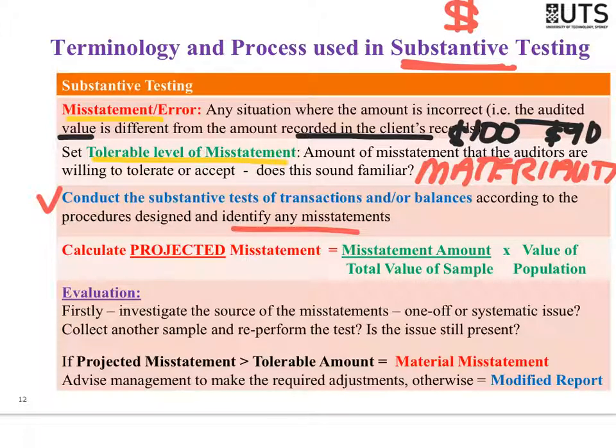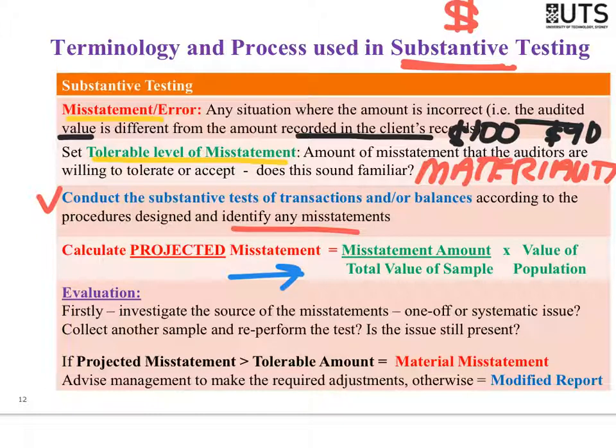Why do you do this? Because you're assuming that any issue that you found in your sample is present in the whole population. So you take that and you project. Another word is you infer. But projected is the key term that we use, okay? And this is the formula you use to do it. I'm going to give you an example in just a moment.